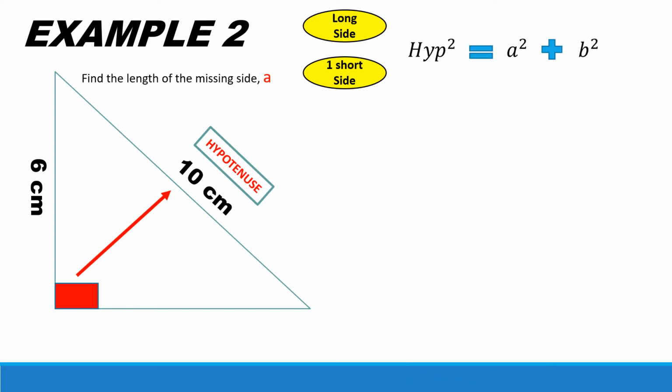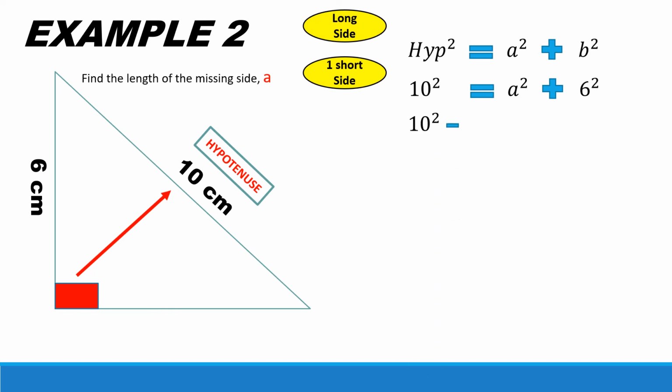So hypotenuse squared is equal to a squared plus b squared, yes. But we'll have to rearrange the formula. But let's identify what we have. The hypotenuse is 10 centimeters. So we're going to write 10 squared is equal to a squared plus, I am going to assign b is 6, so it'll be 6 squared. So our missing side would be A.